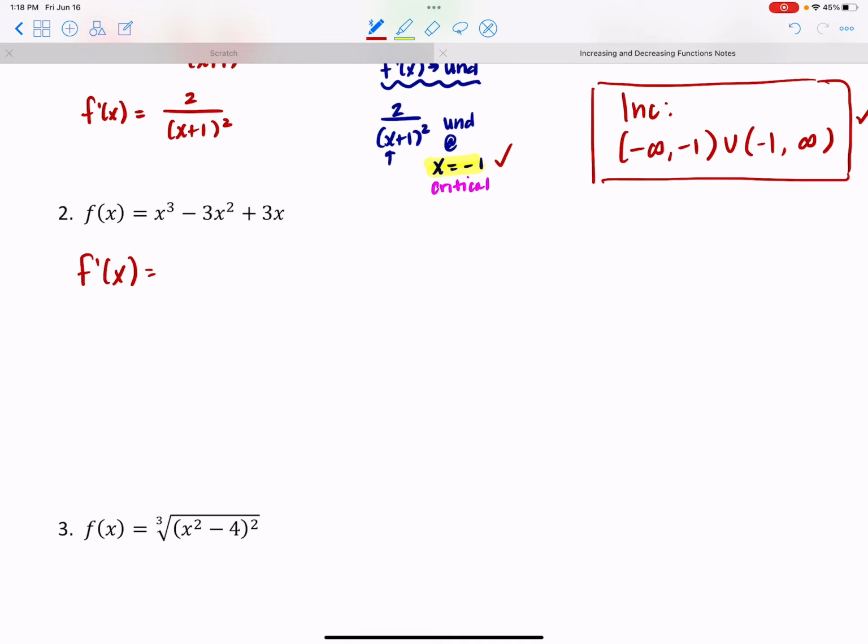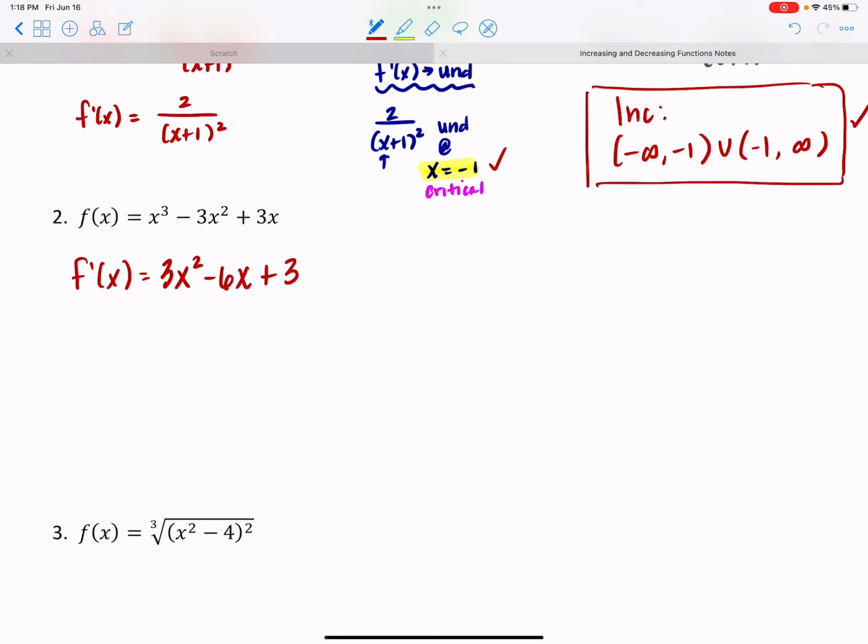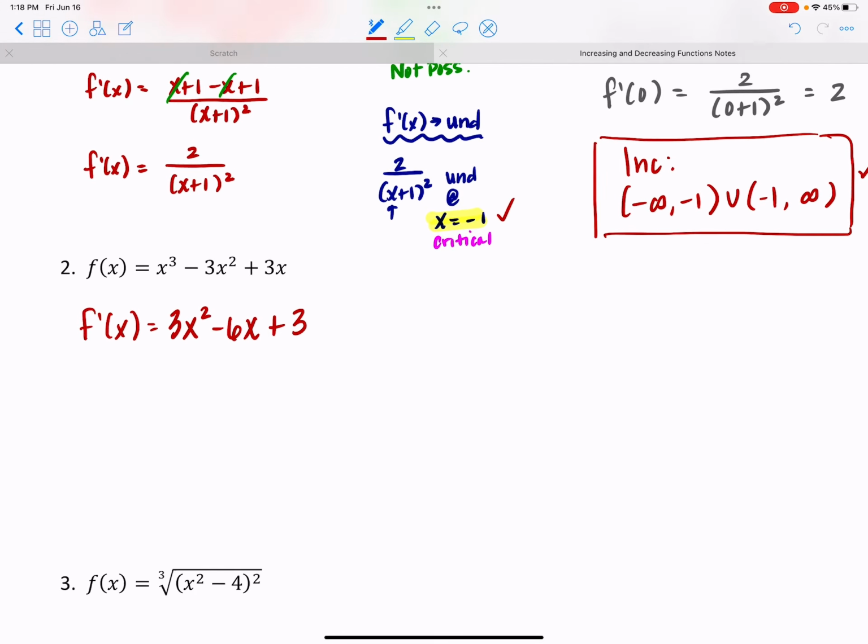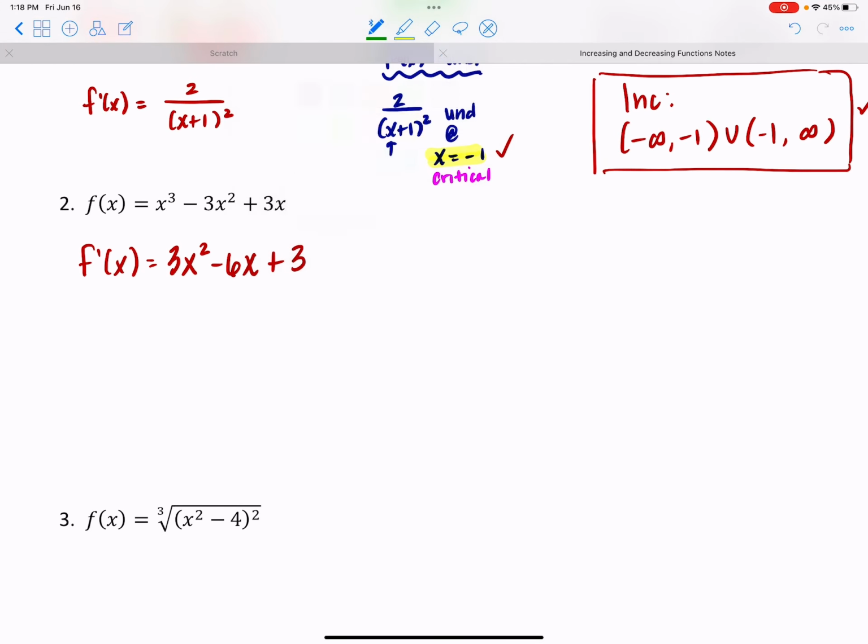So the derivative for x cubed is going to be 3x squared, minus the derivative for 3x squared would be 6x. Remember, we're multiplying by the exponent and subtracting 1 from that exponent. And then the derivative of 3x is just going to be 3. So there it is. Don't have to do any fanciness like I did up here. I have my derivative. Now I need to figure out my critical numbers, which would be, where is my derivative equal to 0? So let's do that one first.